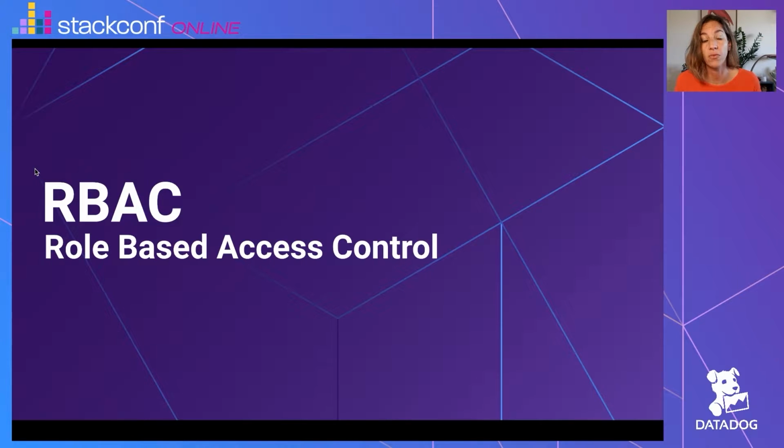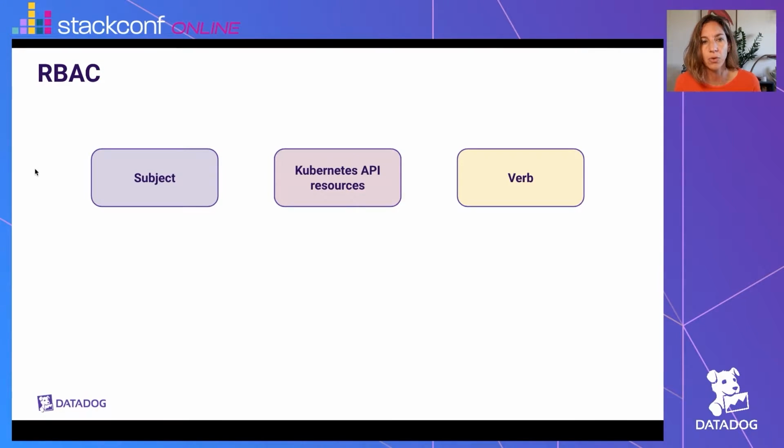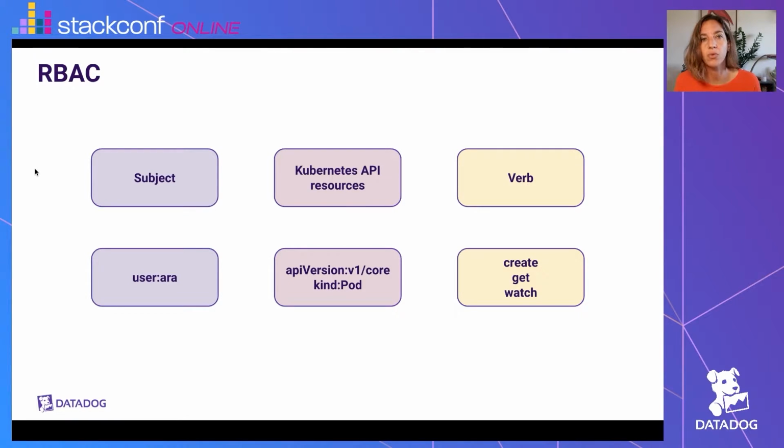And RBAC stands for Role-Based Access Control. RBAC is already embedded in Kubernetes. It's well spread, well used. And basically what RBAC does is that the rules are defined as a subject, a Kubernetes API resource, and a verb. So, for example, user Ara, for the type of object pod, she can create, get, and watch those resources. So that's how we define rules in RBAC.